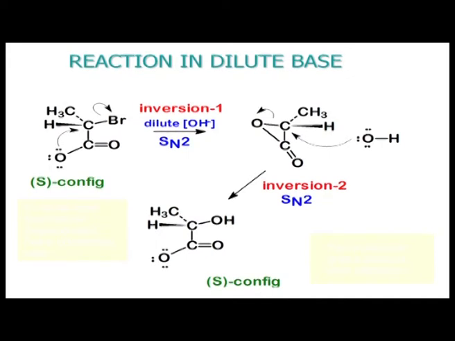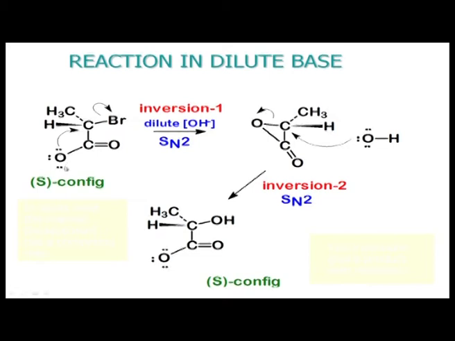There are cases where double inversion can occur. Double inversion means double SN2 reactions can occur. Okay. And these take place when there is anchimeric assistance from the neighboring nucleophile within the molecule. So, it is an intramolecular attack by a neighboring nucleophile. So, one example we have seen is the case of hydrolysis of alpha bromo or 2-bromo propionate.